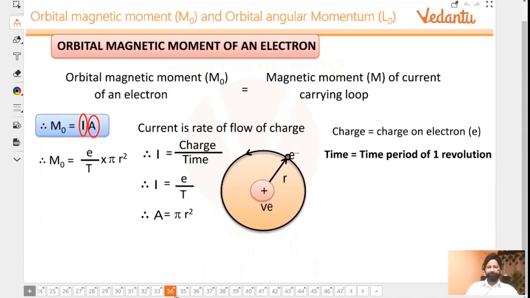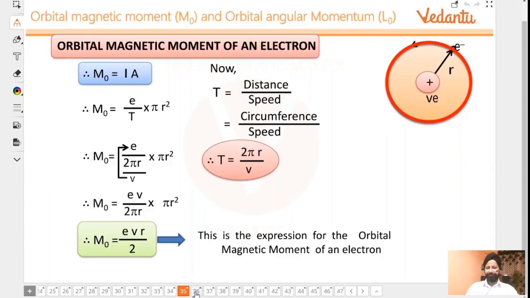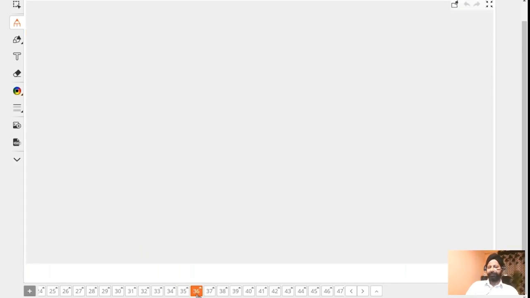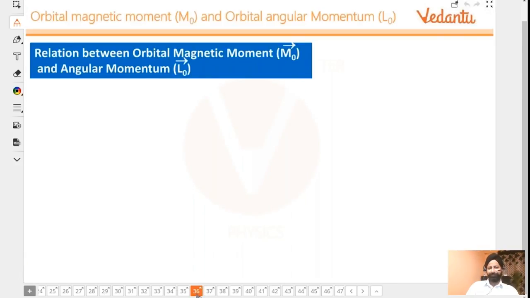Yeah, everything we have covered a little shorter, right? Finally we achieve evr by 2. That is the magnetic dipole moment when an electron goes around in an orbit. So please remember that, right?